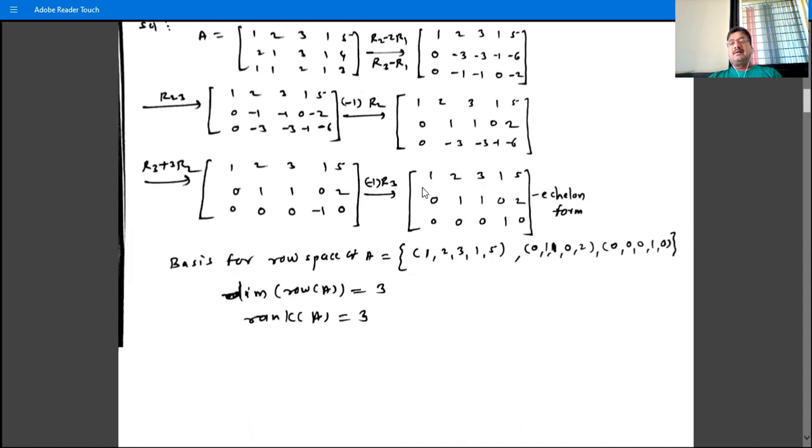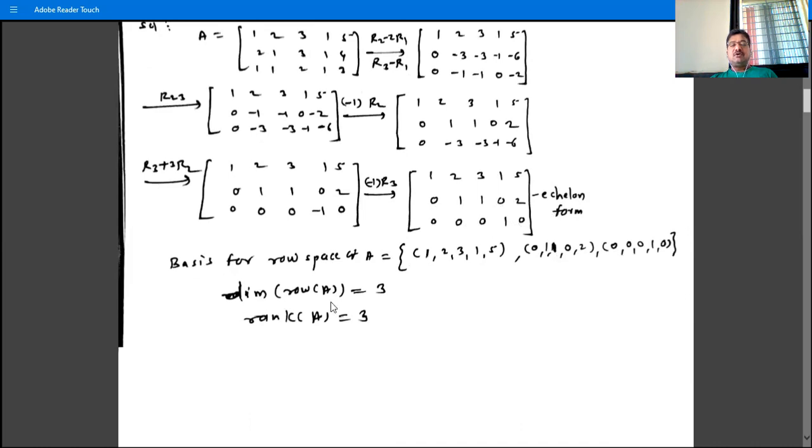There are 3 rows, so form the 3 vectors from the 3 rows. The first vector is 1, 2, 3, 1, 5. The second vector is 0, 1, 1, 0, 2. The third vector is 0, 0, 0, 1, 0. And this is the basis for the row space of A.